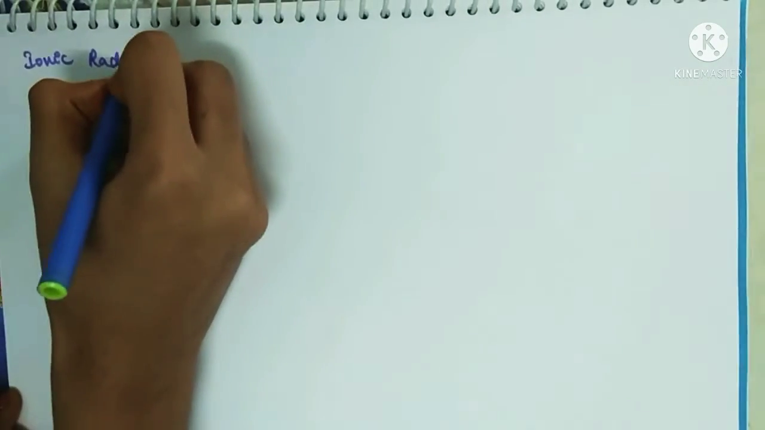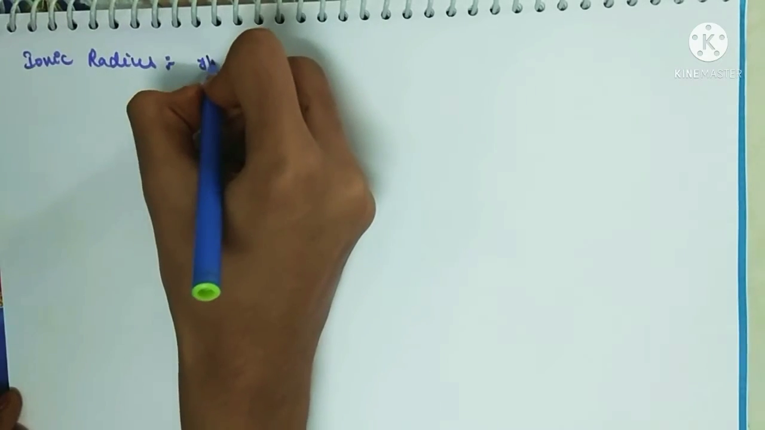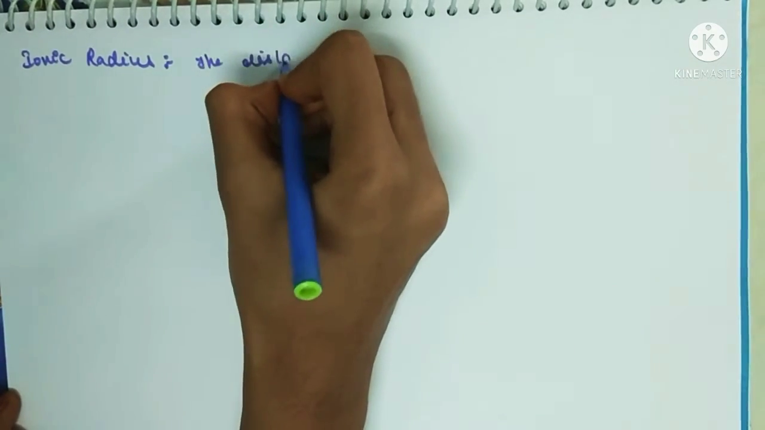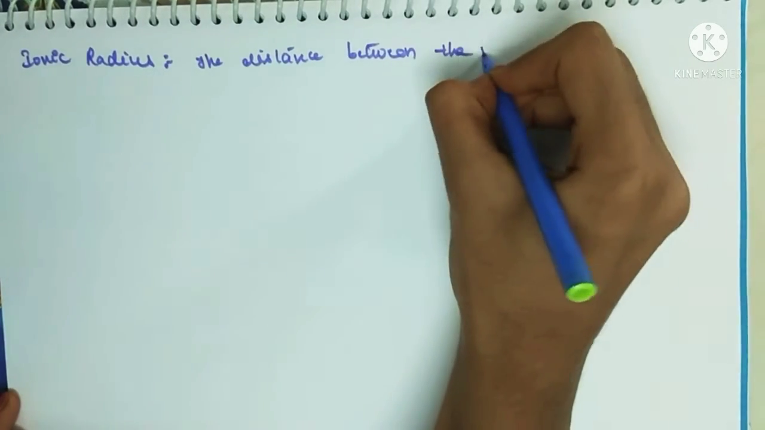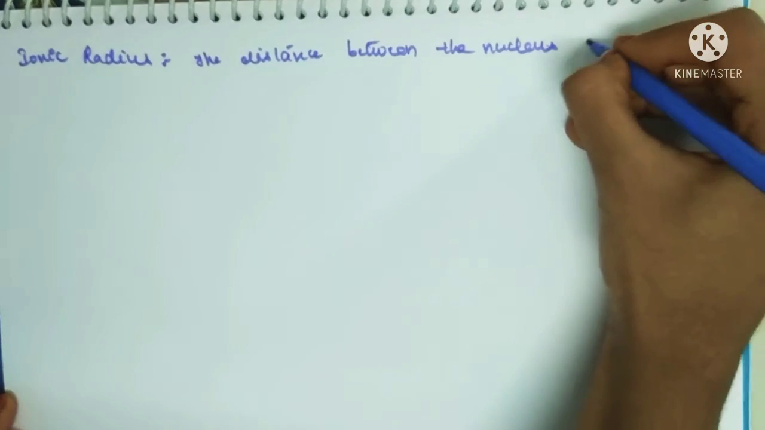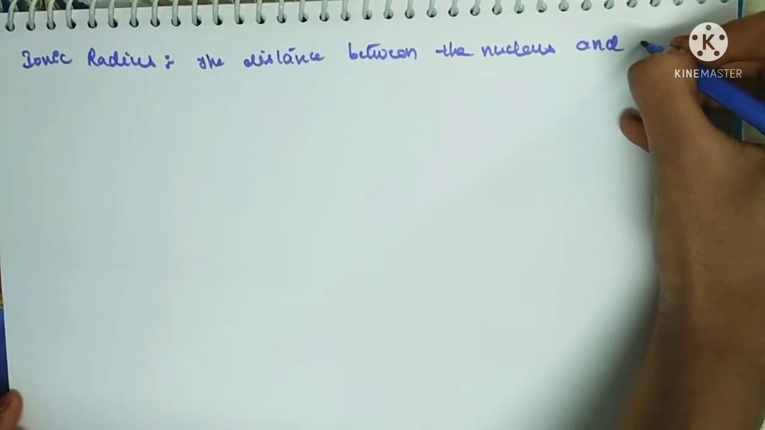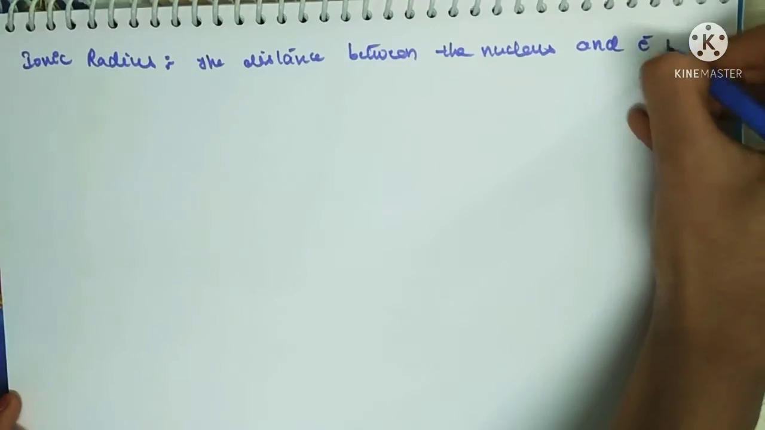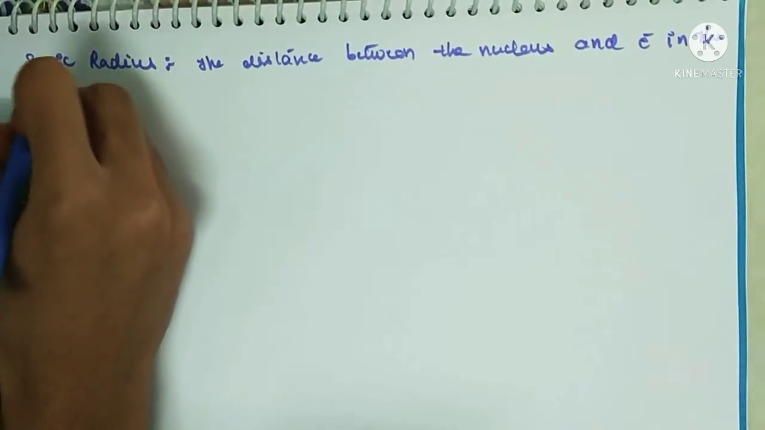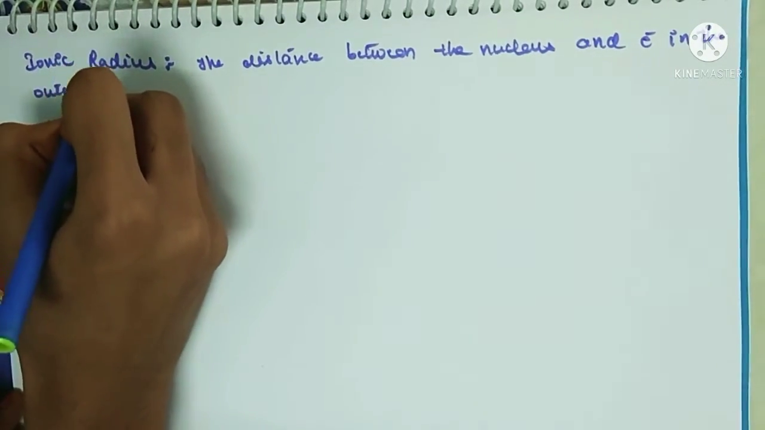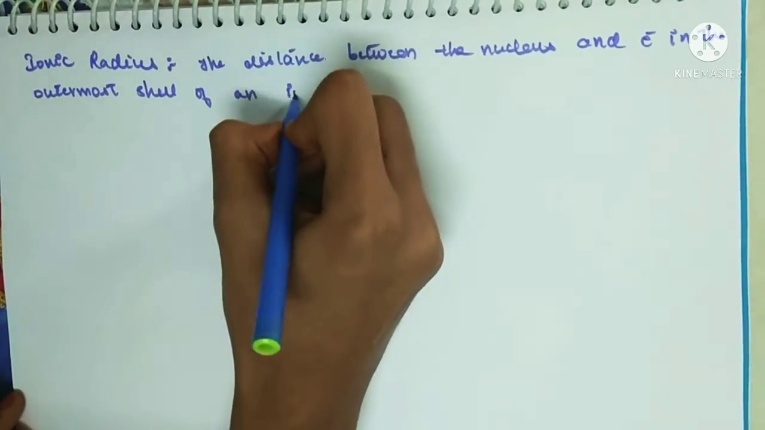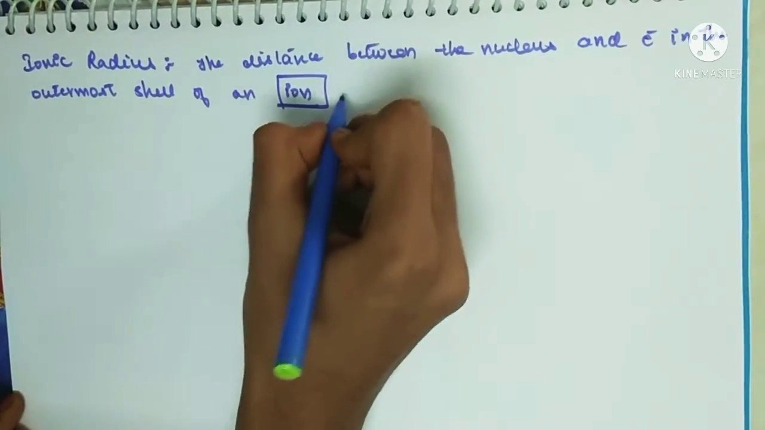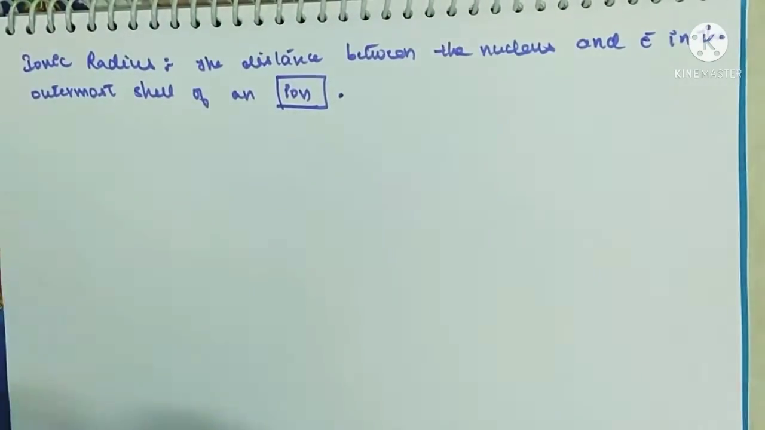So we can just define the ionic radius as the distance between the nucleus and the electron in the outermost shell of an ion. This is the most important word. That's the reason why we call it as ionic radius.